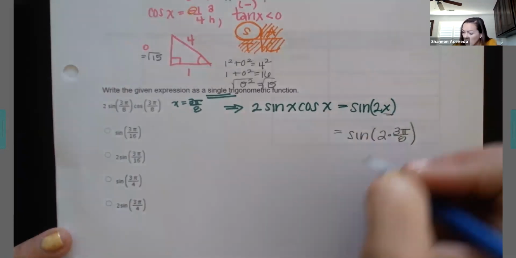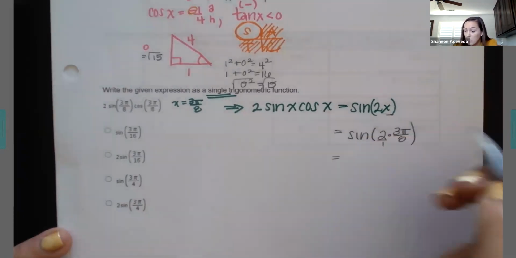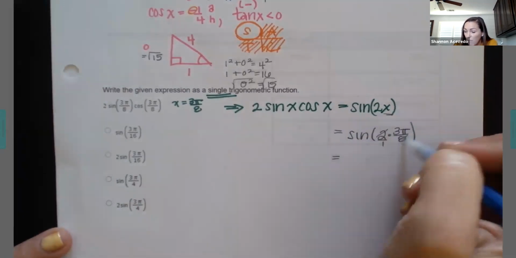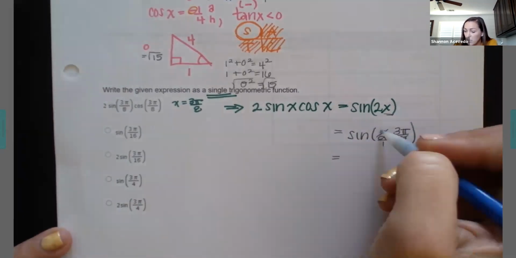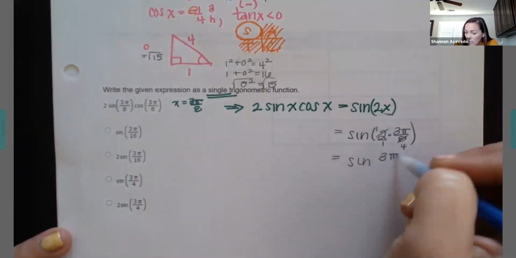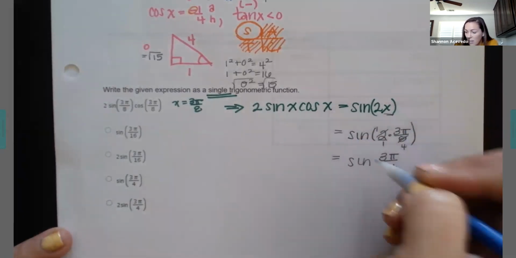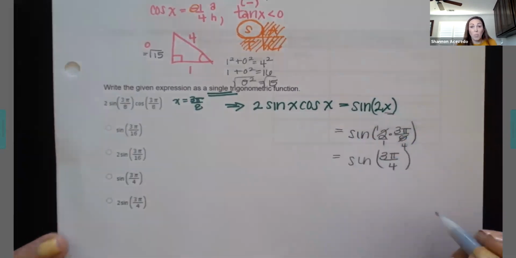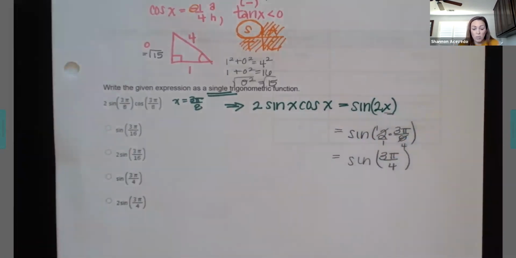is going to be equal to, I could write this as 2 over 1. I could simplify. 2 goes into 8 4 times. So that becomes a 1. So it's going to be sine of 3 pi over 4. And guess what? What is so awesome about that value is that that would be on my unit circle.